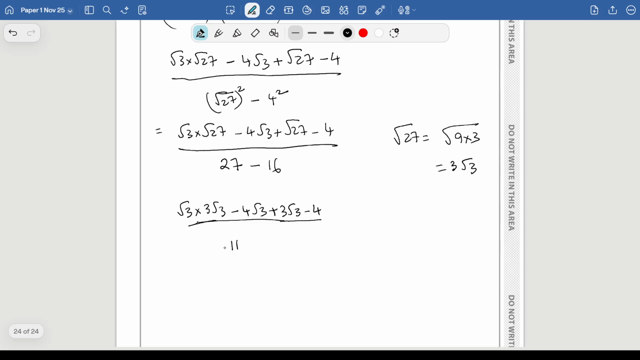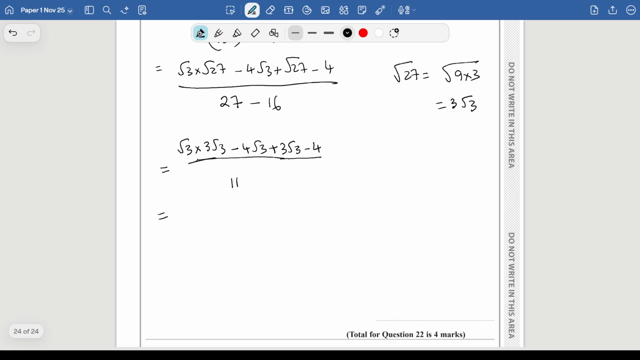Alright, so now what do we have here? Root 3 times 3 root 3 will be 3, and root 3 times root 3 is root 3 squared, which is just 3. So that's equivalent to 3 times 3, that is a 9. And then minus 4 root 3 plus root 3 plus 3 root 3. You can consider them as like terms, so you're left with a negative root 3. And there is a minus 4 here over 11. So 9 take away 4 gives you 5 minus root 3 over 11.